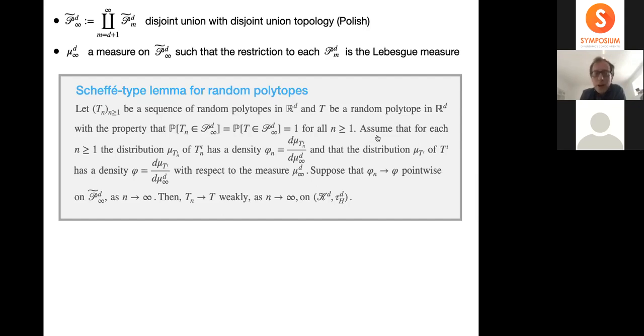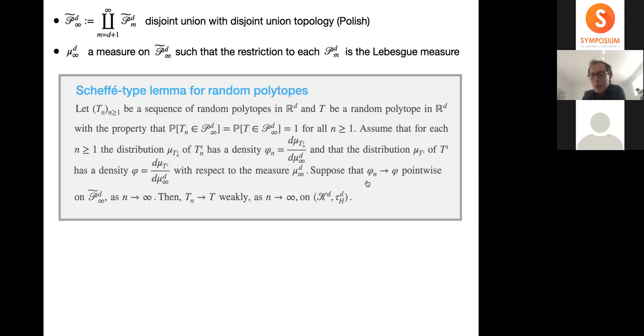And now it comes. Assume that you identify your polytope with the vertex representation, and suppose that this identification has a density with respect to this infinite Lebesgue measure. We also suppose that the limiting object has a density. This is the density phi, and for the random polytope Tn, this is the density phi n.